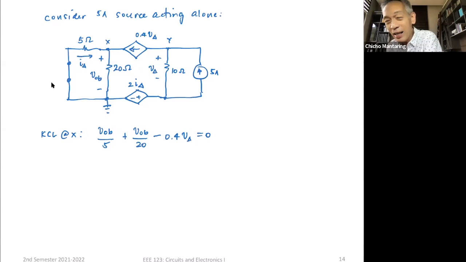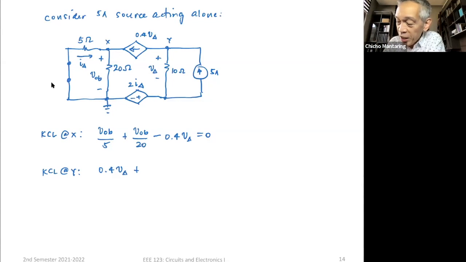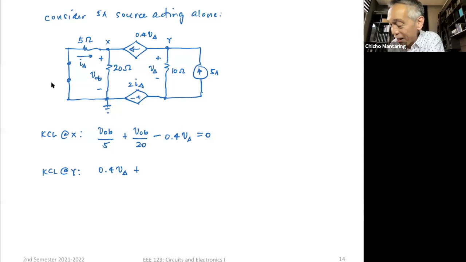Okay. Can I ask Clyde to tell me what my KCL at Y is? 0.4 V's of delta. Okay, 0.4 V's of delta plus V's of delta minus 2 I's of delta over 10. Careful, no? Aba. V's of Y minus 2 I's of delta over 10, no? But V's of Y minus 2 I's of delta, yun na yung V's of delta mo eh. So what is the correct expression? So it's V sub Y po minus 2 I's of delta over 10.